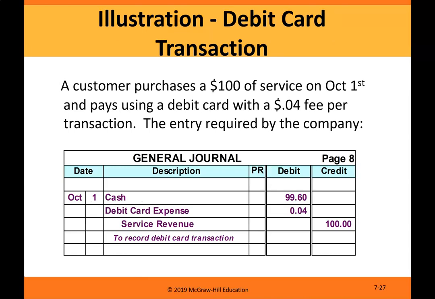A customer purchases $100 of service on October 1st and pays using a debit card with a $0.04 fee per transaction. The entry required by the company is debit cash, $99.60, debit card expense, 4 cents, credit service revenue, $100.